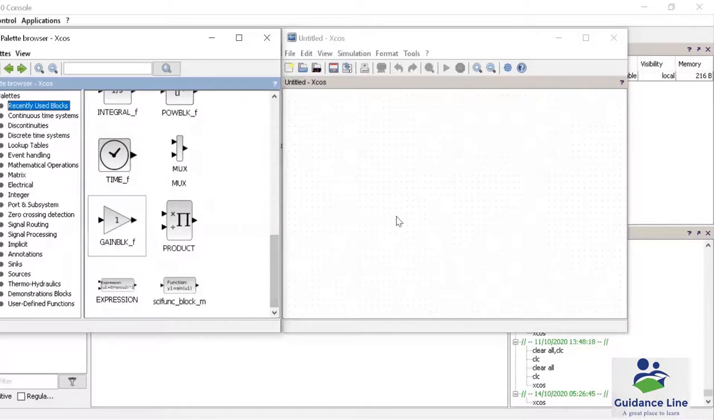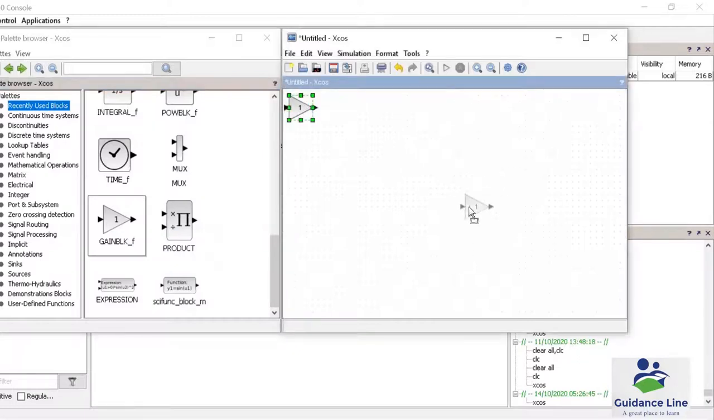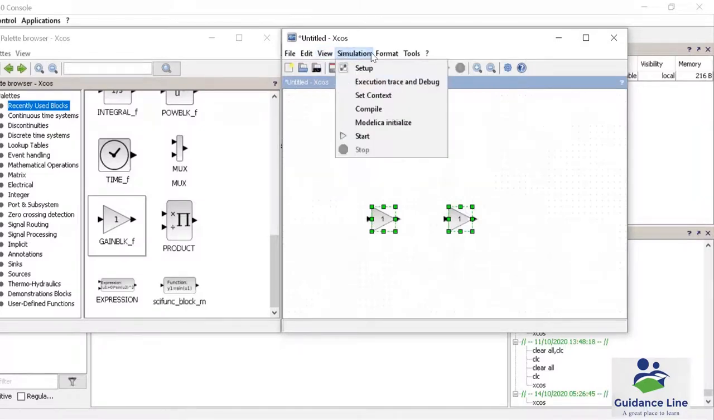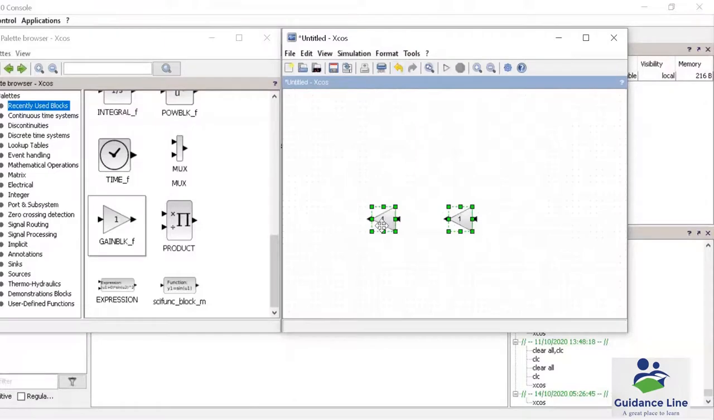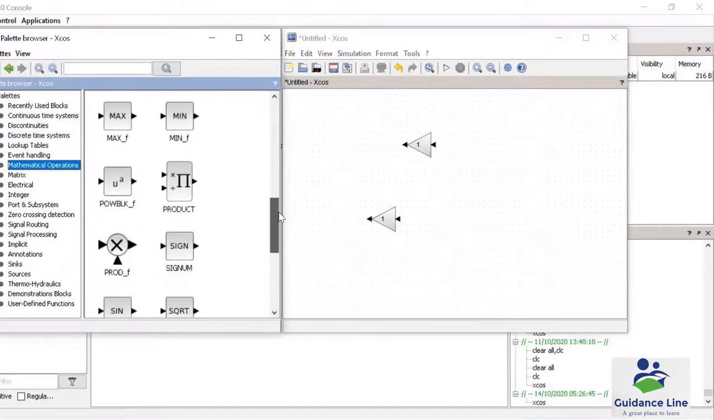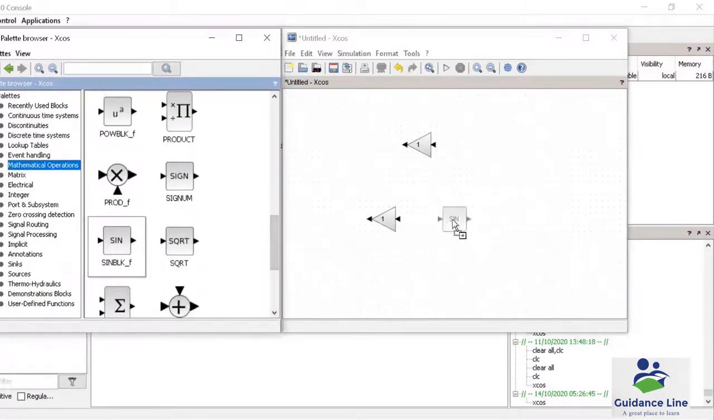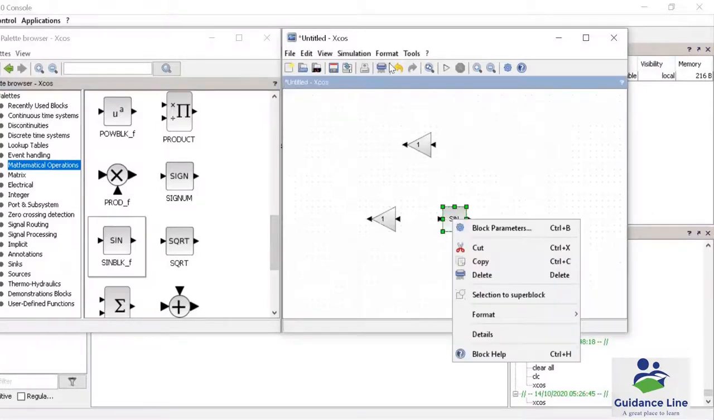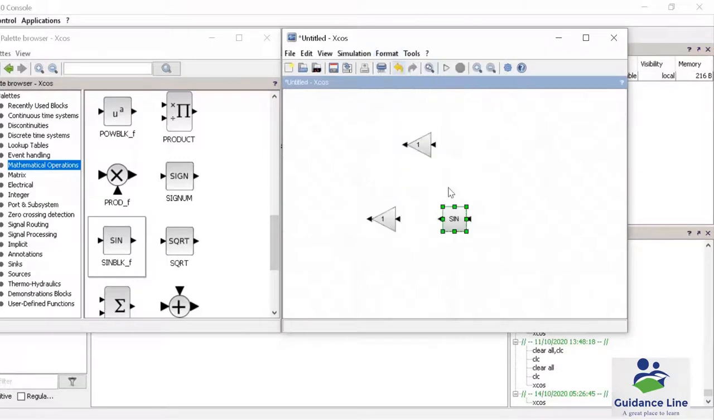First we require a gain block. I have dragged two gain blocks over here, and I am rotating them. Next I require a trigonometric function, which will be in the mathematical operations. I am going to find a sine function. We have this sine block over here.